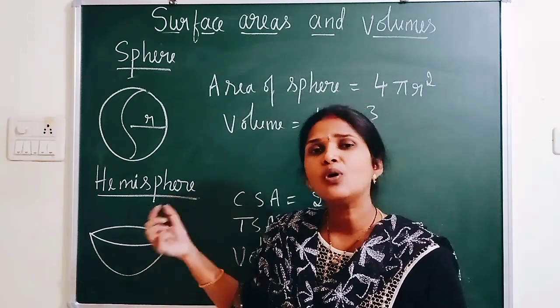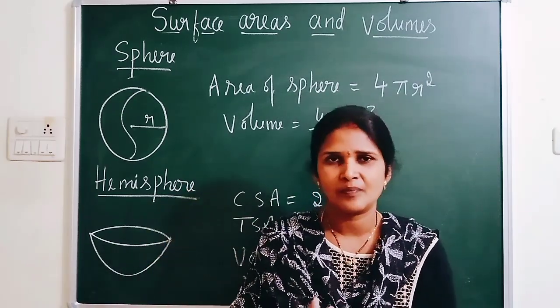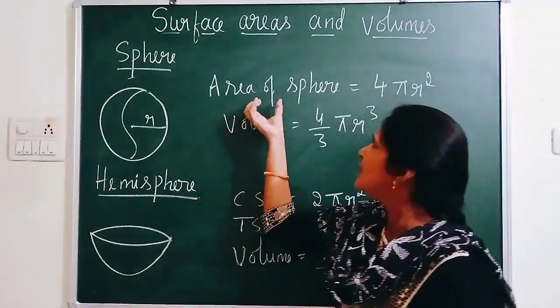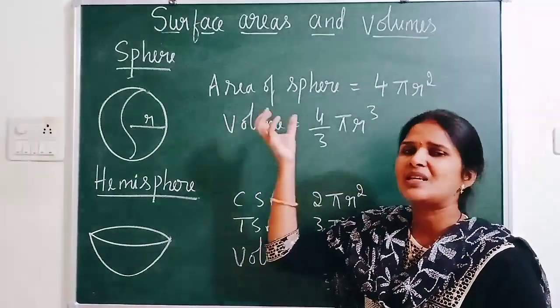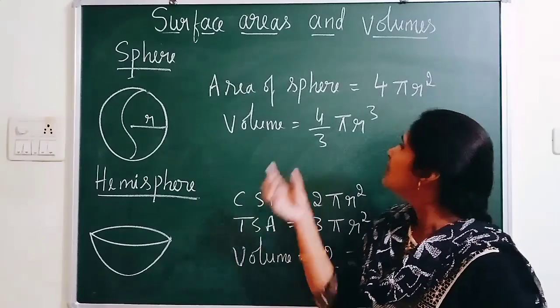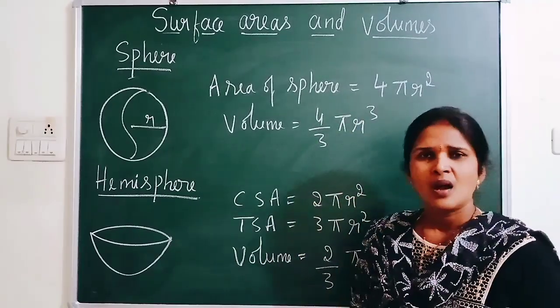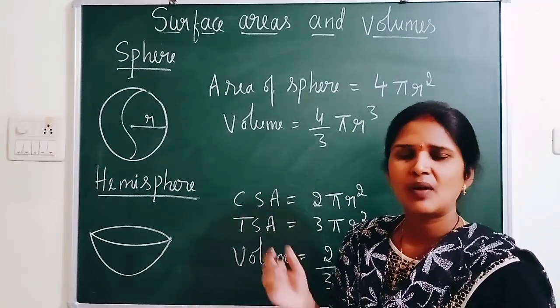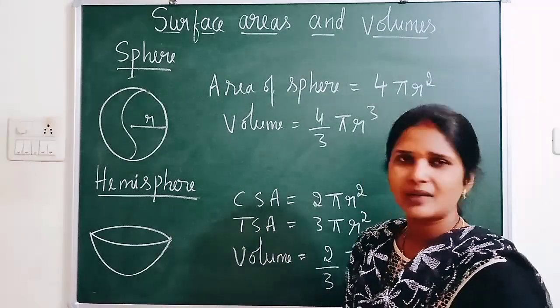So here there is no concept of LSA and TSA. It is only one area of sphere, nothing but the surface area of sphere. That is 4 pi r square. How did you get this 4 pi r square? You have learned this last year in class 9 through an activity.